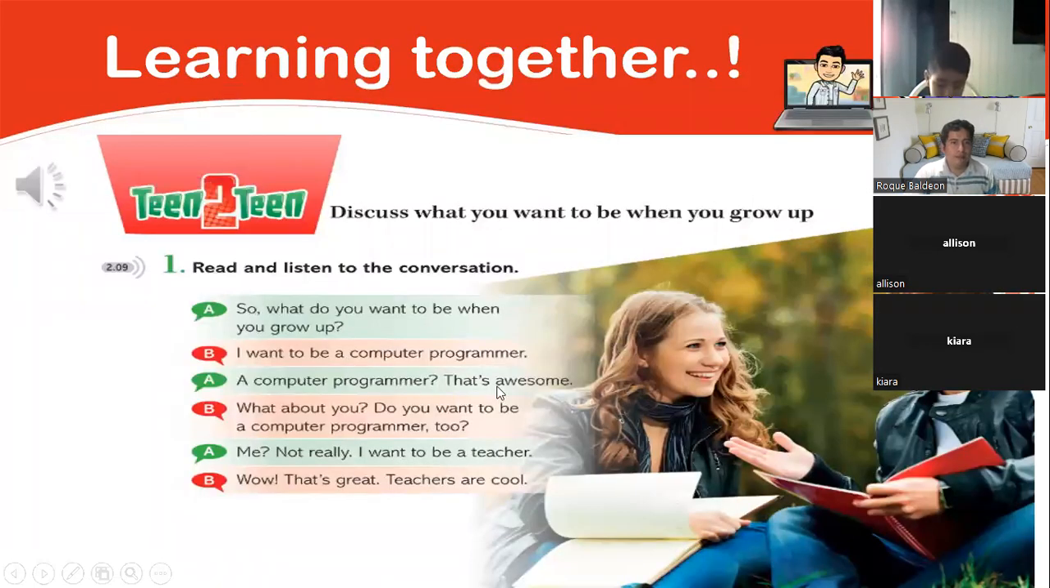Unit 8. Page 61. What do you want to be when you grow up? Exercise 1. Read and listen to the conversation. Good. Awesome. So what do you want to be when you grow up? I want to be a computer programmer. A computer programmer? That's awesome. What about you? Do you want to be a computer programmer too? Me? No. Not really. I want to be a teacher. Wow, that's great. Teachers are cool.